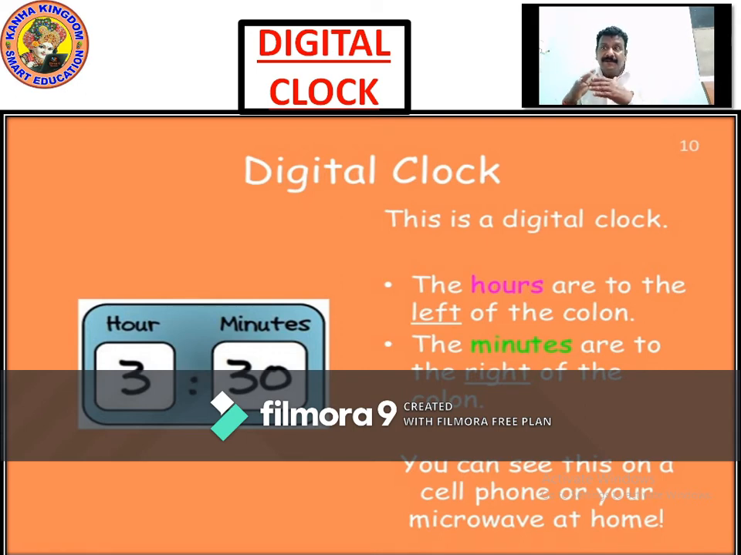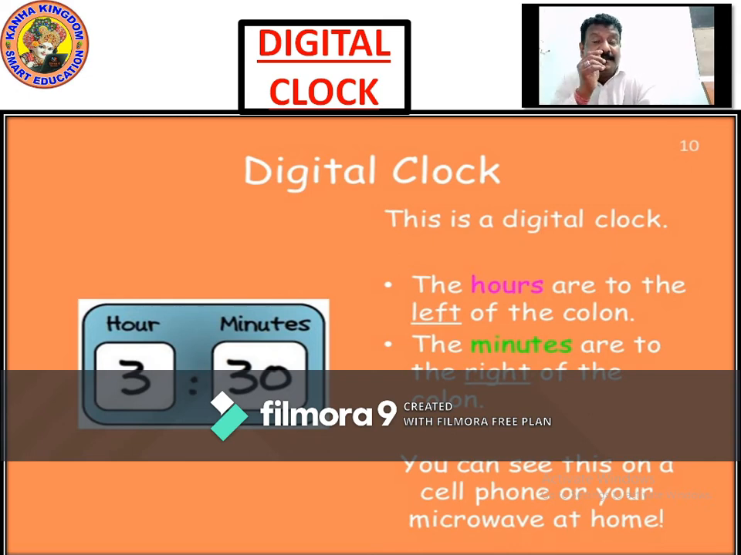Right? So the hours are always on the left side of the column. When we talk about the display of a digital watch, the hours are on the left side and the minutes are on the right side. What is a column? The columns are the 2 displays which are shown. The device, the instrument in which the time shows, the digital clock, is placed, right? So in that you can see the timings.